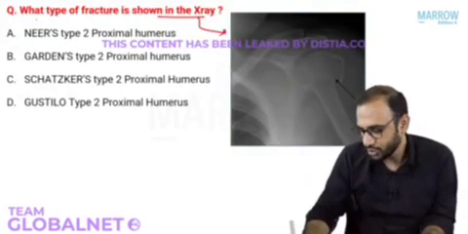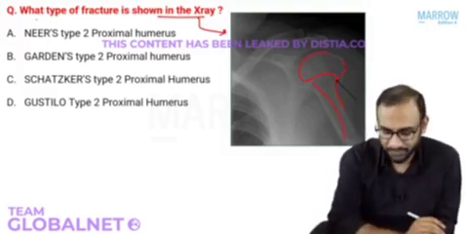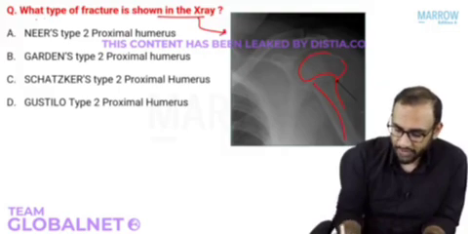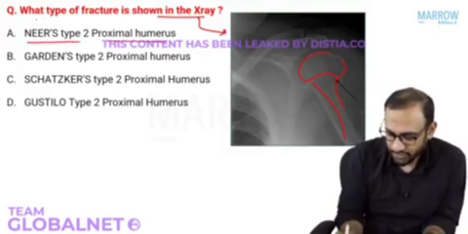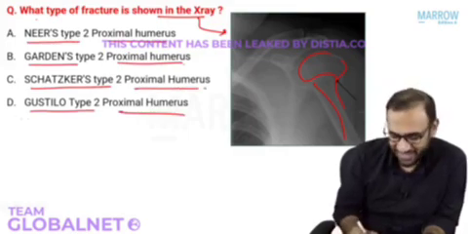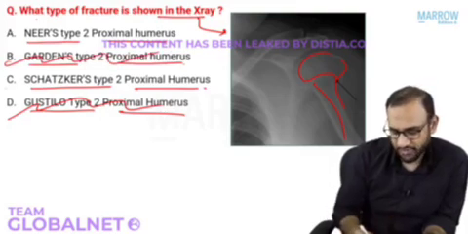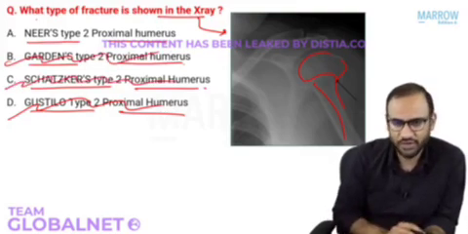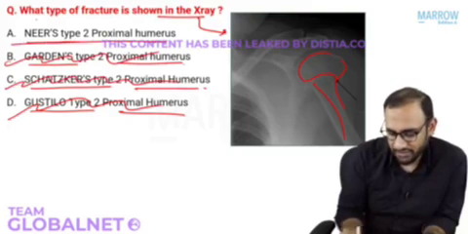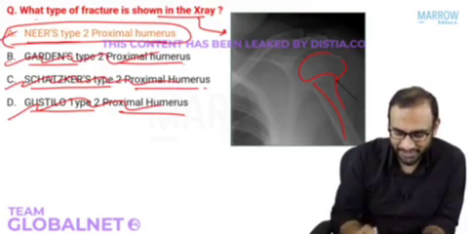This is an X-ray showing you a proximal humerus surgical neck fracture. So what type of fracture is it? Is it Neer's type 2 proximal humerus fracture? Is it Garden's type 2 proximal humerus fracture? Is it Schatzker type 2 proximal humerus fracture or Gustilo type 2 proximal humerus fracture? Gustilo-Anderson's is for open fracture, Garden's is for neck of femur fracture, Schatzker is for proximal tibia and a lot of fractures around the elbow, but Neer's is the classification I've told you that we use for proximal humerus fracture. So the answer here is A.